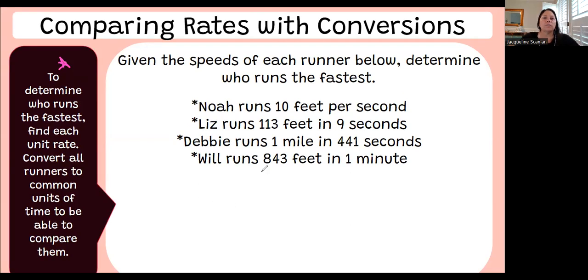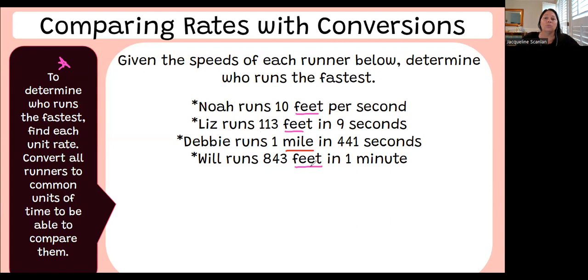All right, we're going to convert each one of these into unit rates, and we're going to make sure that we're using common units of time and also common units of length. So what does that mean? Well, that means that 3 of these people are given in terms of feet, and 1 of the runners is given in terms of miles. So we've got to make sure that we choose the same unit of measure.